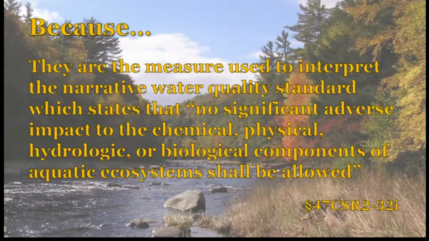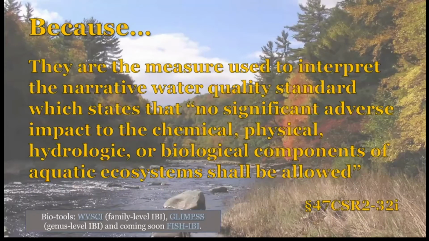WAB has some tools to help us evaluate how the biological community is doing. A couple of these tools are family level IBI, and IBI stands for Index of Biological Integrity. We also have a genus level IBI, and coming soon, a fish IBI. All these tools are available. We're still doing this kind of work, but there's some flux that I won't get into today. Perhaps we can talk about that with questions or perhaps another time.